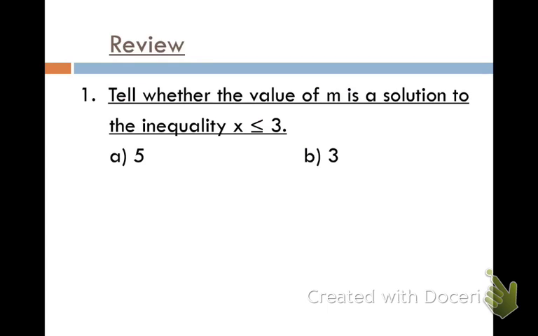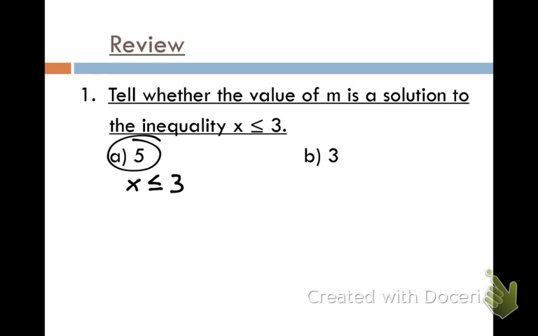This next problem is a review from something we learned a couple days ago. So number 1 says, tell whether the value of m is a solution to the inequality x is less than or equal to 3. I want you to make sure that you understand what these symbols say, because coming up on your quiz and test next week, you're going to have to identify what that says right there, okay? So what does that one say? Less than or equal to. Just remember, anytime that you see this little line underneath it, that simply means an equals to, okay? So the inequality it's asked us to use is x is less than or equal to 3.